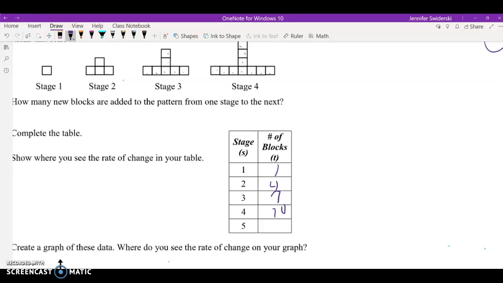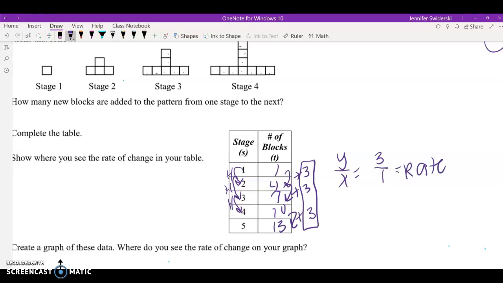So I know at stage 5, since I'm adding 3 each time, my y's are going up by 3. Stage 5 has to have 13 blocks because 10 plus 3 is 13. Now we're going to look at the pattern between my x values. Every time, my x value is going up by 1. Last week we talked about how I can find the rate of change by doing my change in y over my change in x. So every time I add a stage, my y value is going up by 3, but my x value is going up by 1. So my rate of change has to be 3.